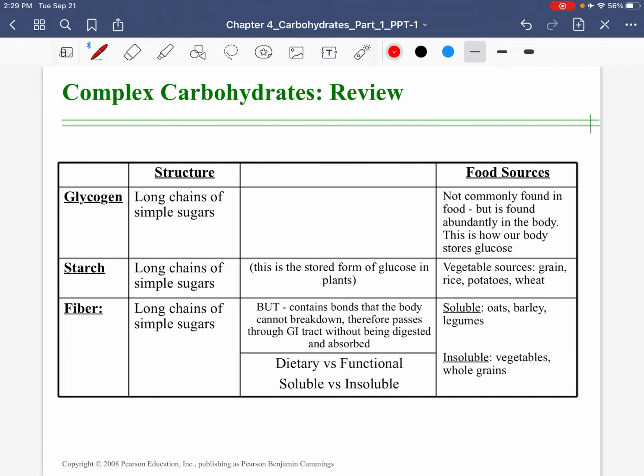All right, so a review. We have the polysaccharides, many sugars put together. Glycogen is our stored glucose in our body, stored sugar in our body. Starch we get from pasta, grains, potatoes. Fiber. A lot of the function of fiber is that it helps to push things through our GI tract.